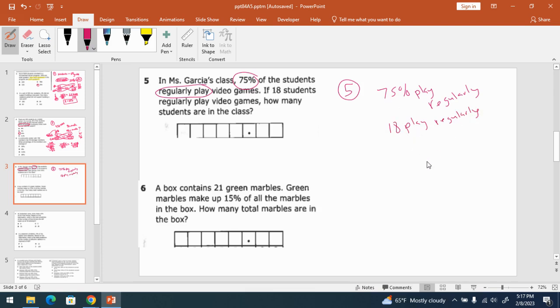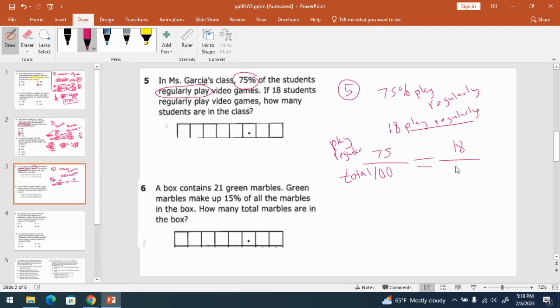It's dealing with percentage of something, so I'm going to go ahead and go with my proportion again. This time they did give me the percent, so I'm going to go 75. Percent always is out of 100. Label, this guy would be the total. And this is the ones that play regularly, so I'm going to put regular. Now the 18 also is play regularly, so he will go on the top.